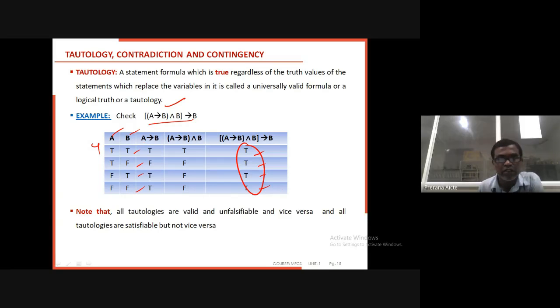Now regarding tautology, there is one important point. All tautologies are valid, valid in the sense that it is true, a correct statement, and unfalsifiable. False is the opposite of true; unfalsifiable means it becomes true only. That means all tautologies are valid and unfalsifiable and vice versa. But all tautologies are satisfiable, but not vice versa. All satisfiable statements will not become tautologies. This is the point you have to remember.